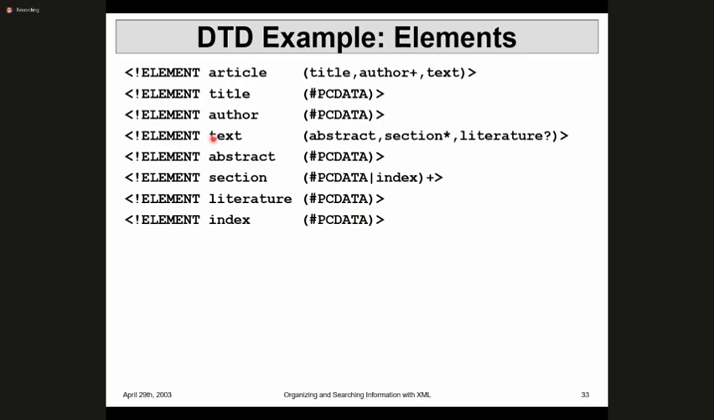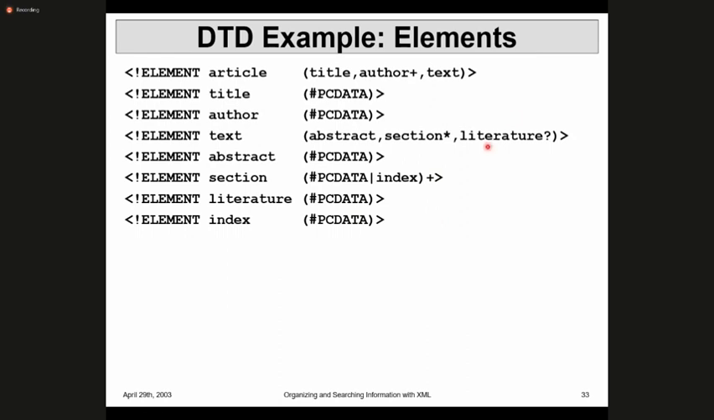Under the text element, you can have abstract, section, and literature. What does section star mean? This section is optional, which means the section is not mandatory to have. Abstract and section have only parsed character data, plus it can have multiple indexes, and literature and indexes have parsed character data.